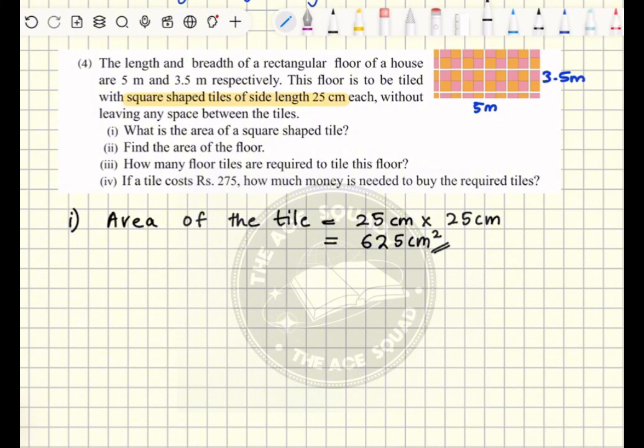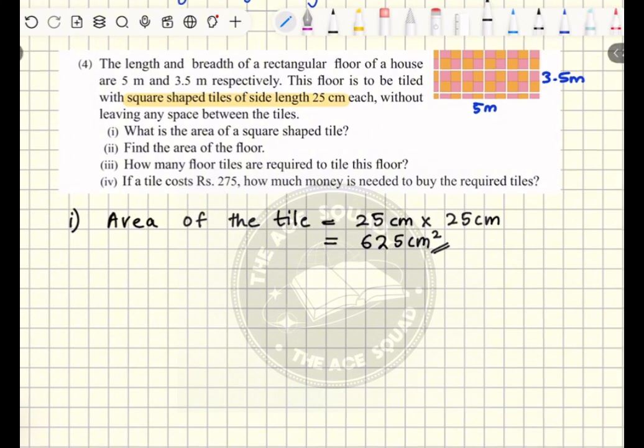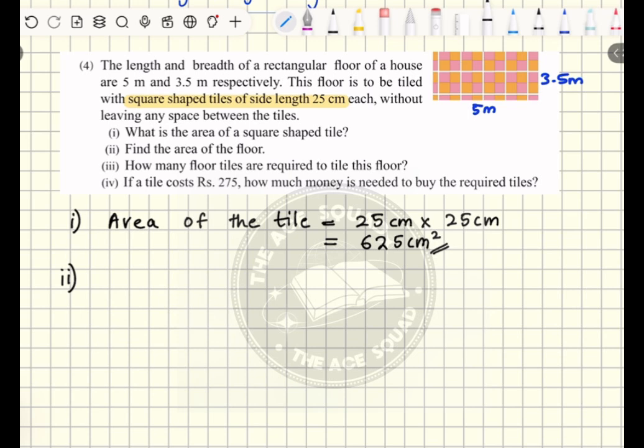Okay, Roman number 2, find the area of the floor. So we already mentioned it in the diagram that the length and the breadth of the floor are 5 meter and 3.5 meter respectively. So let's convert this length and breadth to centimeters, because that way all of our units would be the same and it's easy to work that way, no? So rather than converting centimeters into meters here, converting these two into centimeters would be easier.